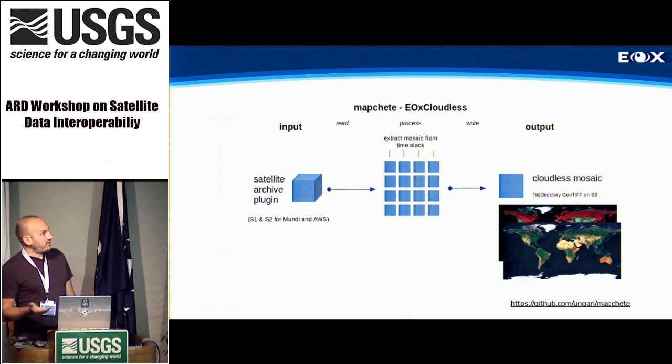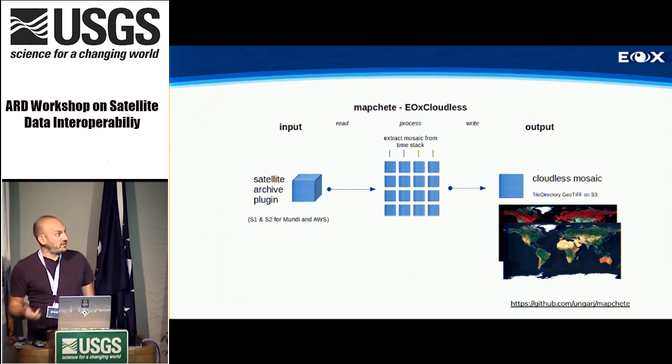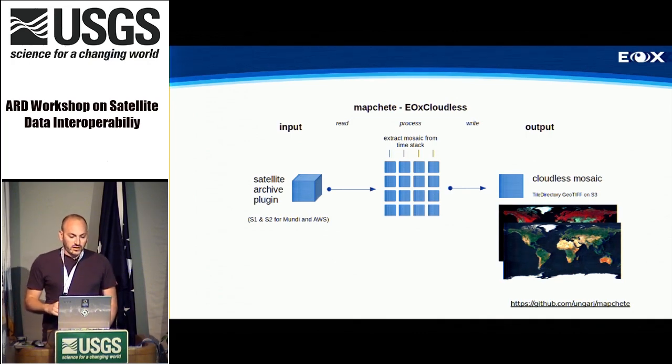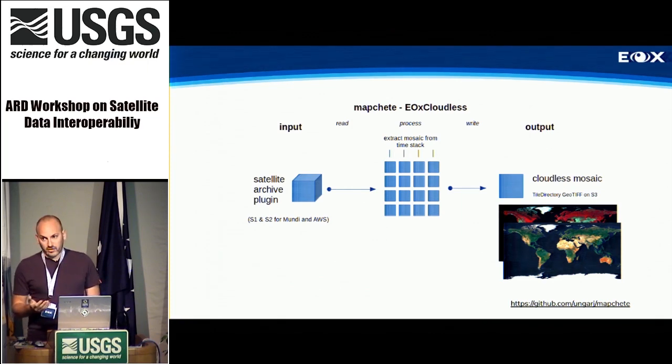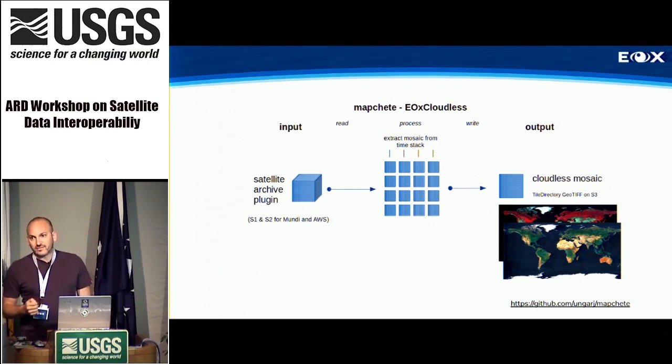So for EOxCloudless, it looks this way. We are using our satellite archive plugin, so it works for Sentinel-1 and Sentinel-2 data on both Mundi and AWS. Then as a process, we have our own Cython package, because Cython is a little bit faster than a pure Python implementation to do the mosaicing. And then the output is GeoTIFFs in a tile directory on S3.